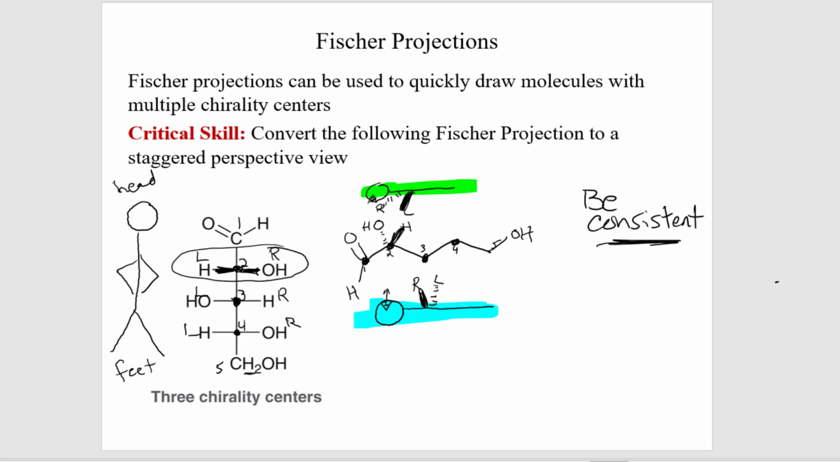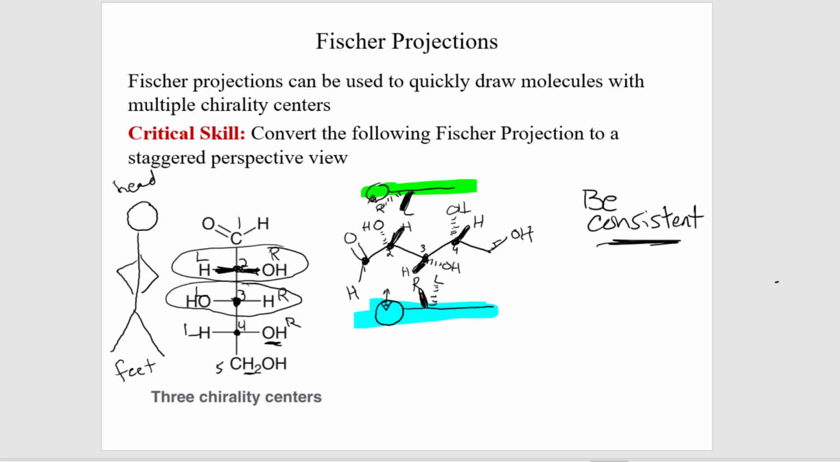Now I'm going to switch to Aquaman. For carbon-3, the OH is on the left. That's the hash line, and the hydrogen's on the right. And for carbon-4, I switch to Superman's perspective again. The OH is on the right, and the right for Superman is the hash. Oops, I put an R. It's an OH. The OH is on the right-hand side, so Superman's right is the hash line. And the wedge must be the hydrogen, the left.